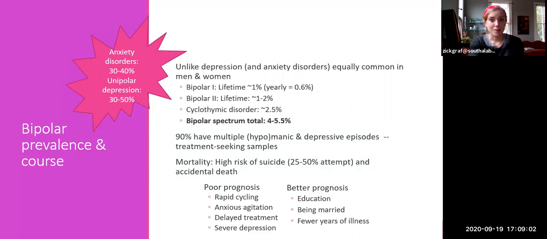Which is why education about psychology is so important. It's like we talked about early in the semester, it's about health literacy. So it's important to know that if you have these symptoms, the sooner you seek treatment, the better your prognosis will be and the less damage it will do to your brain.